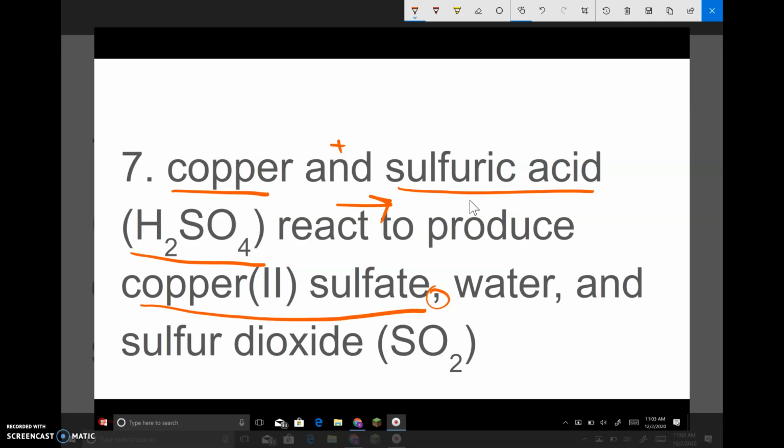Water. Now in this case, this comma means a plus sign. Then we have a comma and then the word and, so another plus sign, and then sulfur dioxide, which I don't expect you to know. So again, I gave you that formula. Okay, let's go ahead and write this out.